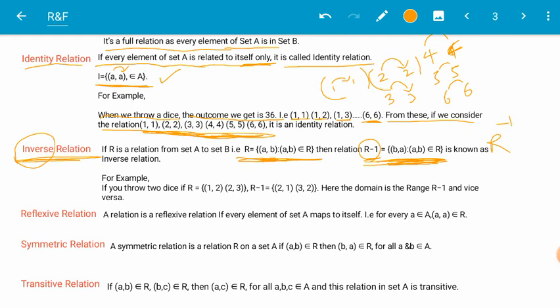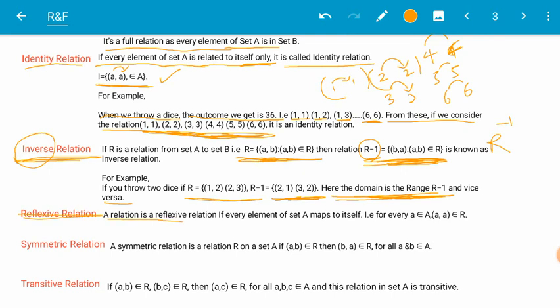Take an example. If R is equal to {(1, 2), (2, 3)}, then R inverse will be (1, 2) reversed means (2, 1), and (2, 3) reversed means (3, 2). Just the elements have to be reversed, that's it. Here the domain becomes the range, and vice versa. The domain of the given relation is equal to the range of the inverse relation. Hope you understand.